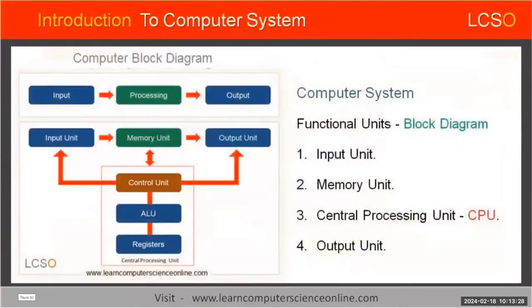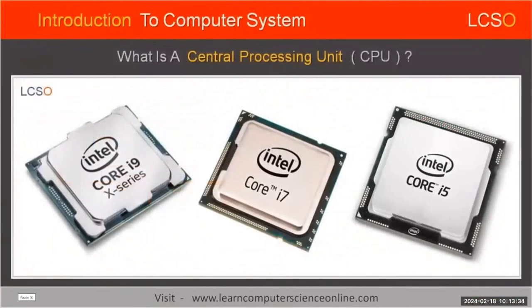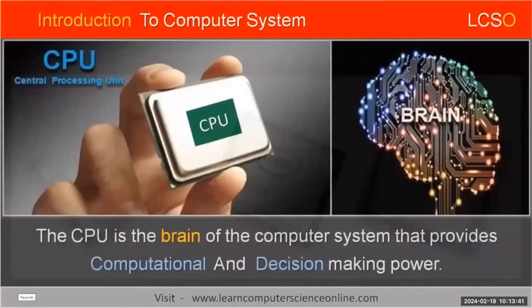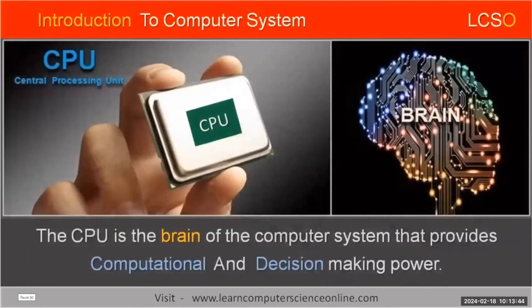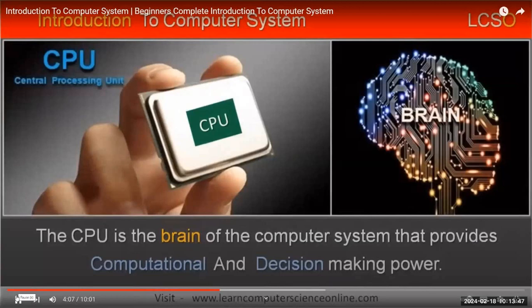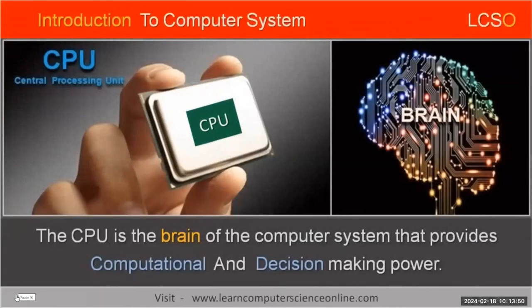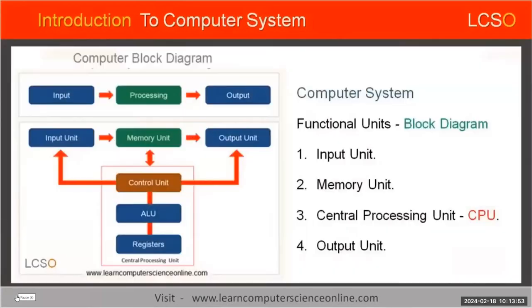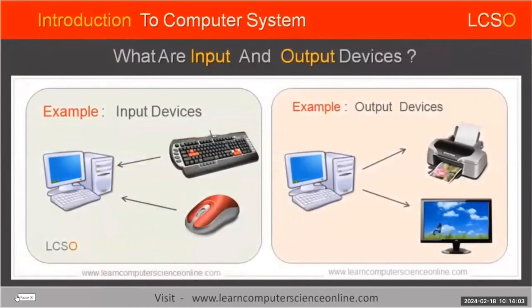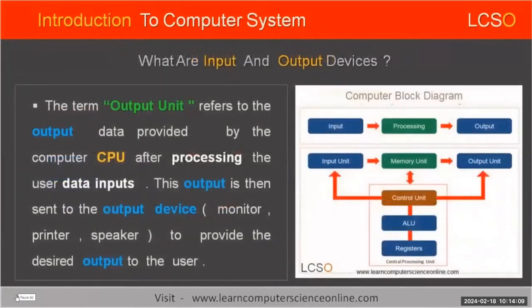The next unit of the computer is called the central processing unit, and it is abbreviated as CPU. The CPU is also commonly referred to as processor or a microprocessor. The CPU is the brain of the computer and provides the processing power to the computer system. The main function of the CPU is to execute the computer program. The 4th unit of the computer is called the output unit. The output unit consists of various output devices connected to the computer system, such as display monitor, printer, projector, and other output devices. The main function of the output unit is to present the processed data by the computer.